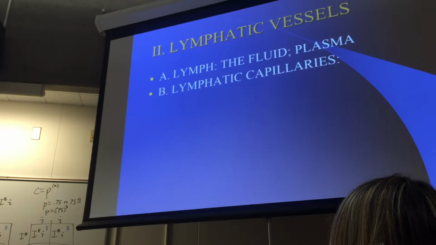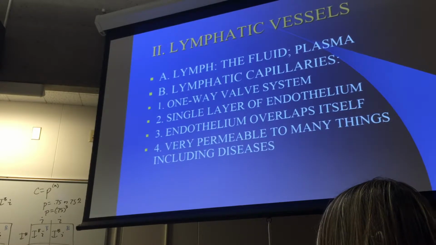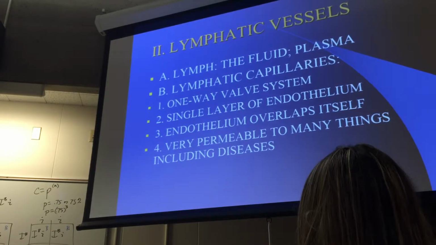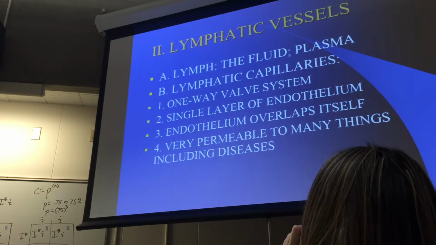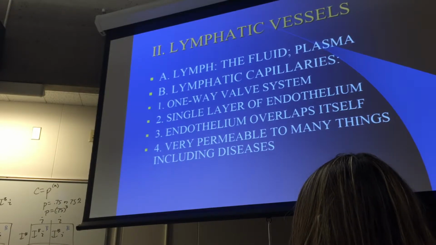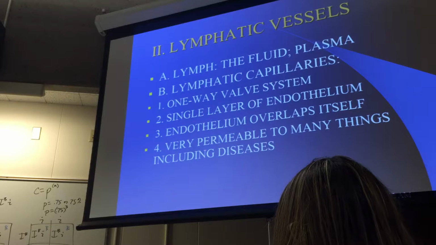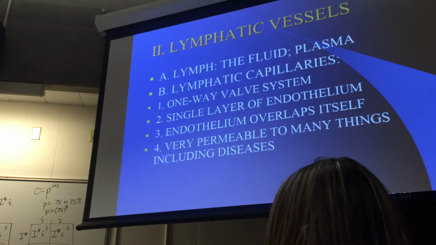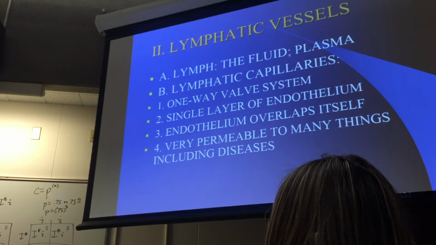Lymphatic vessels. You know what lymph is. Lymph is the fluid in the lymphatic system. It's much like plasma. Clear fluid, no red blood cells, a little higher in waste than plasma. Lymphatic capillaries have a one-way valve system, a single layer of endothelium, and are incredibly permeable.